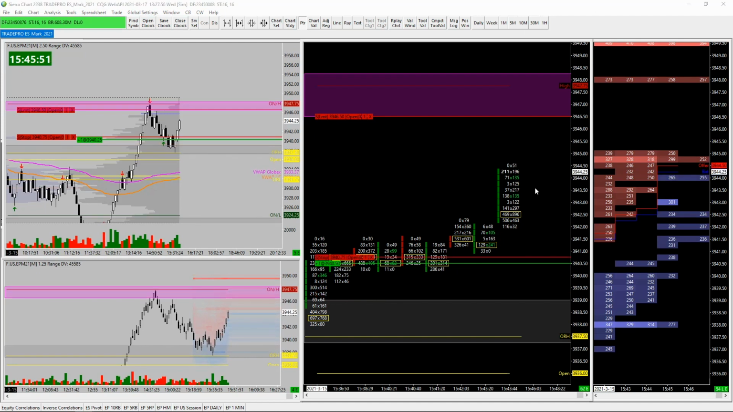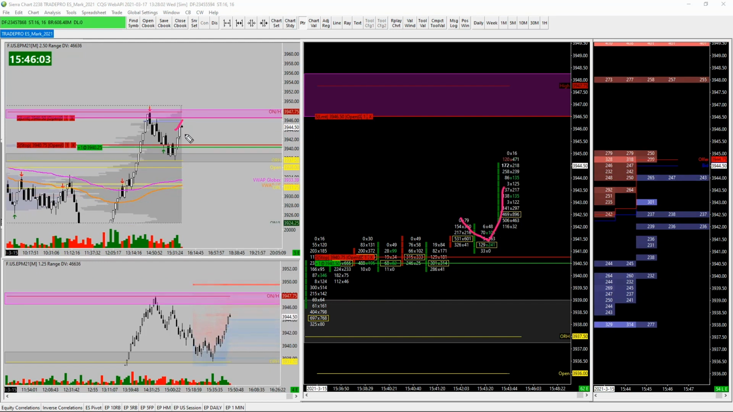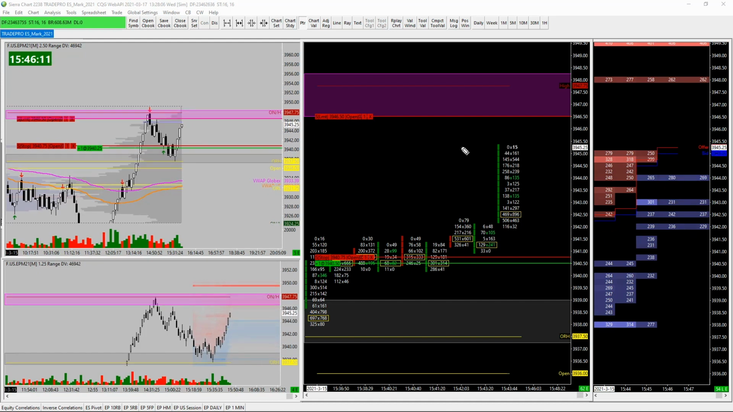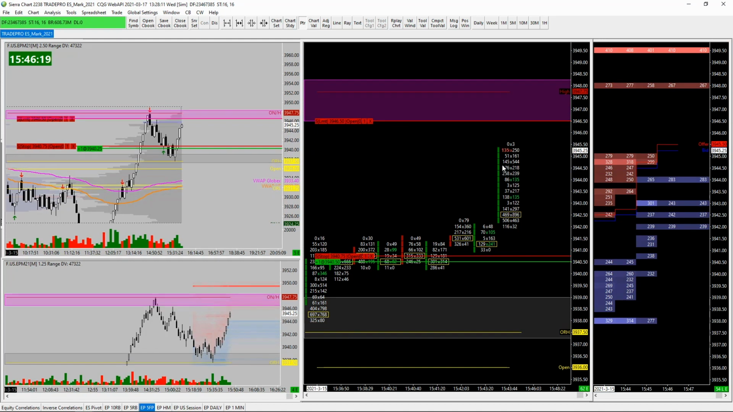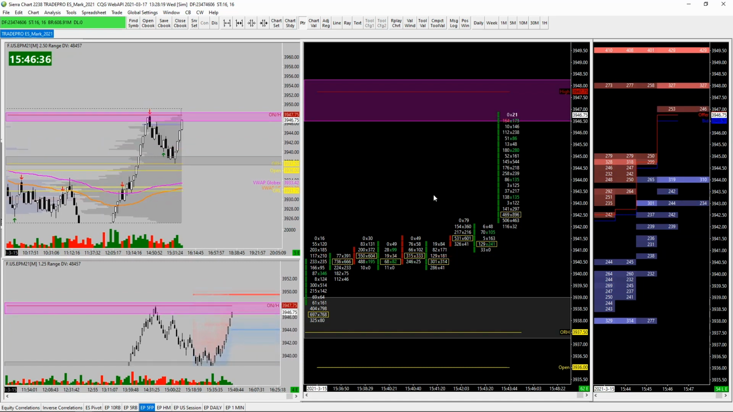Trail it just below these buy imbalances here. All right, trail it just below these buy imbalances and see if we can get that push into this take profit level. All right, if we see another sell imbalance come in here, we could look to take some profits, but as long as these imbalances are getting removed, that's exactly what you want to see.